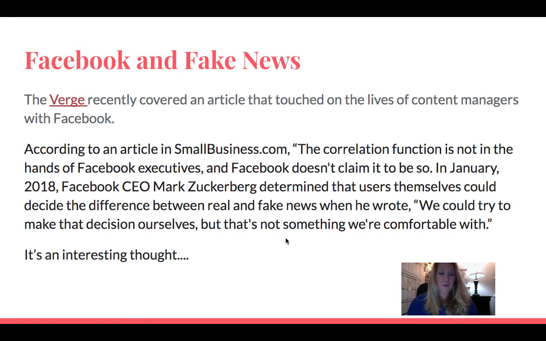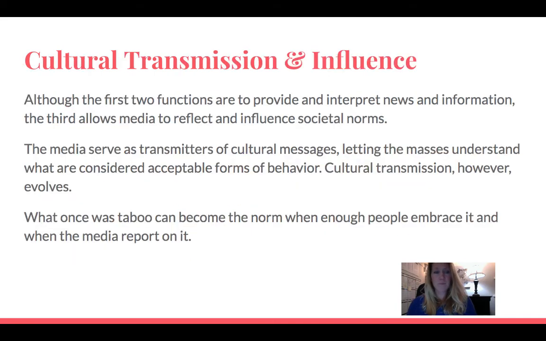Facebook and fake news. The Verge recently recovered an article that touched on the lives of content managers with Facebook. According to an article in smallbusiness.com, the correlation function is not in the hands of Facebook executives, and Facebook doesn't claim it to be so. In January of 2018, Facebook CEO Mark Zuckerberg determined that users themselves could decide the difference between real and fake news when he wrote, "We could try to make that decision ourselves, but that's not something we're comfortable with." It's an interesting thought.